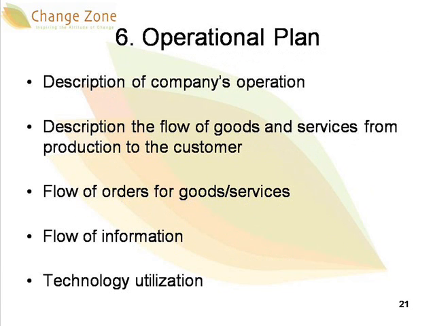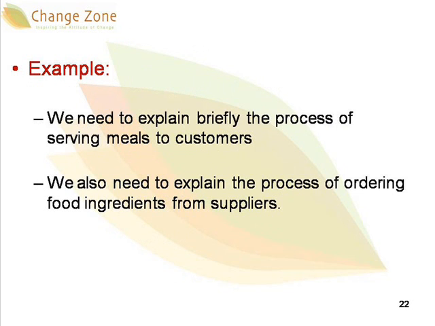Operational plan. This part describes the operations of the business, the internal processes, production processes, flow of information, logistics operation with suppliers and customers, flow of orders and goods, and the use of technological solutions and IT software. For instance, we need to explain briefly the process of serving meals to customers in our hall and for external deliveries. We also need to choose and organize our relationship with the suppliers to get healthy vegetables on time and according to our standards.